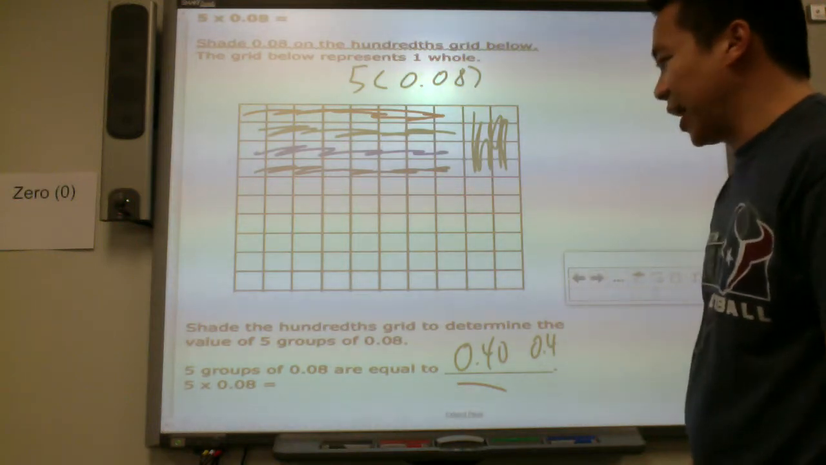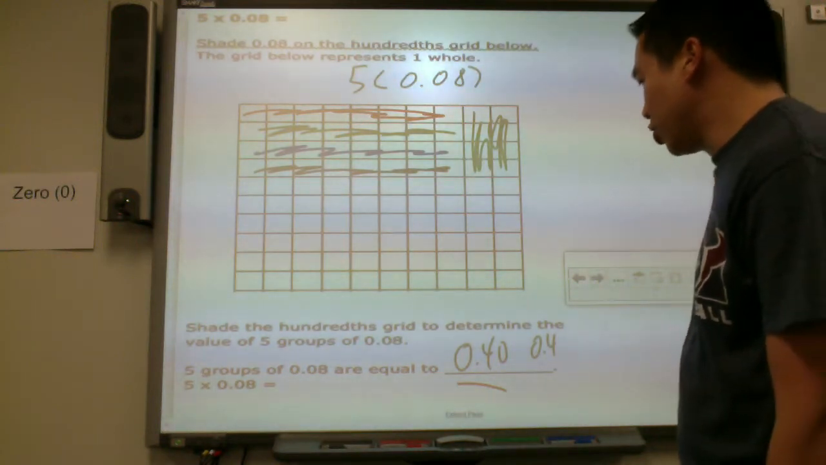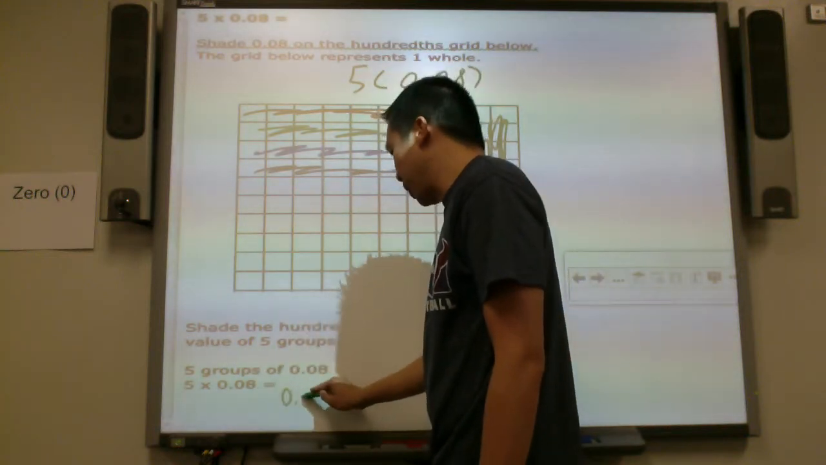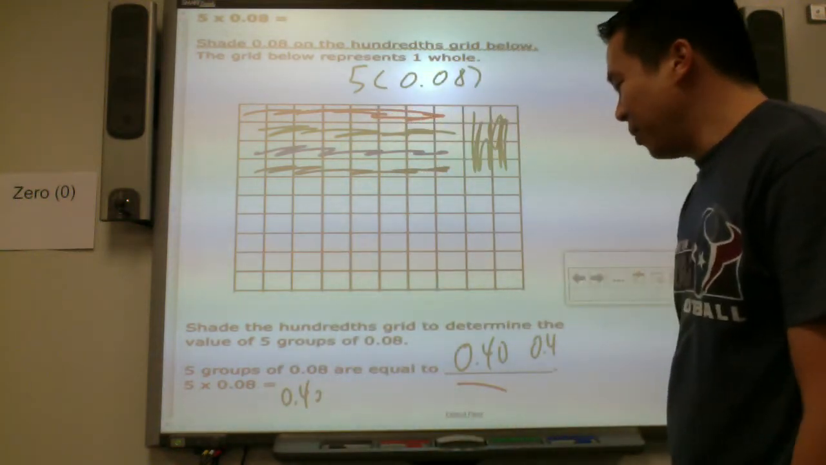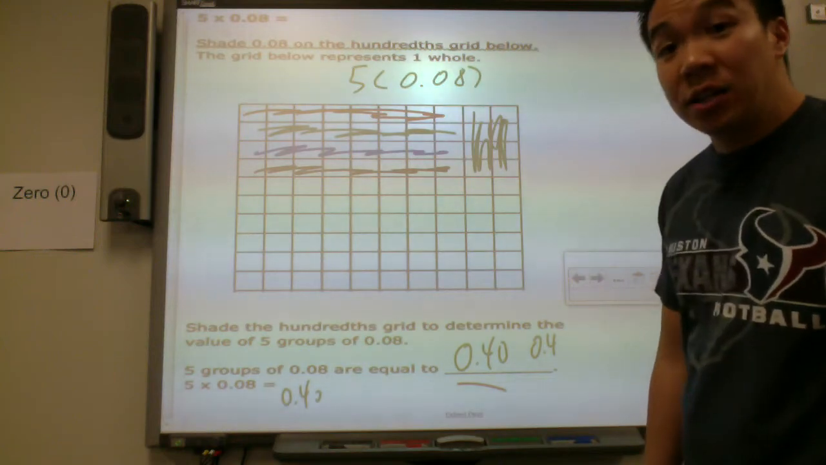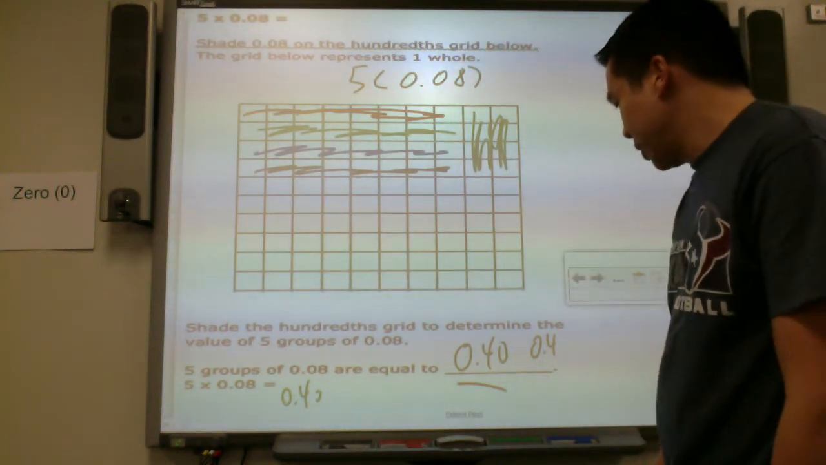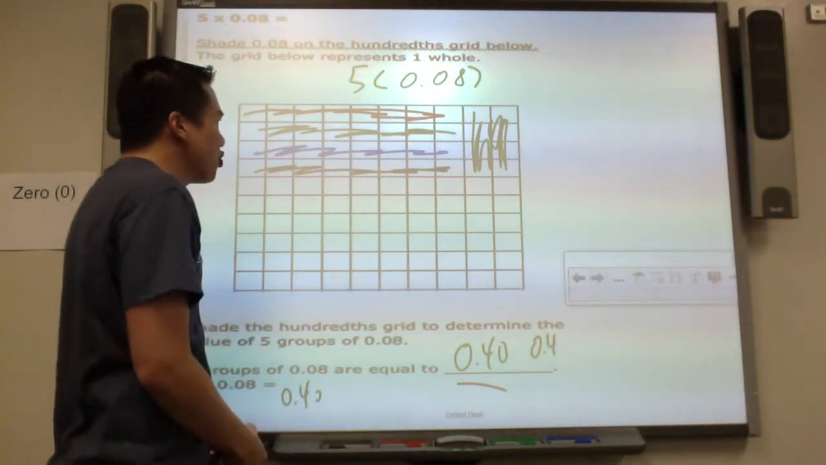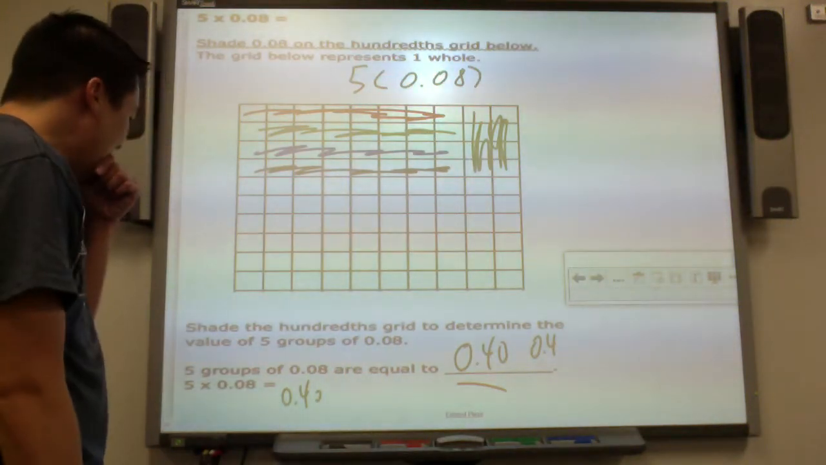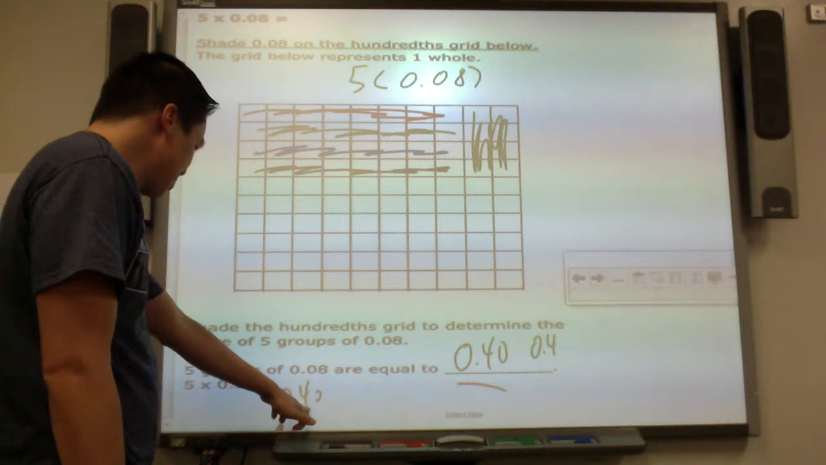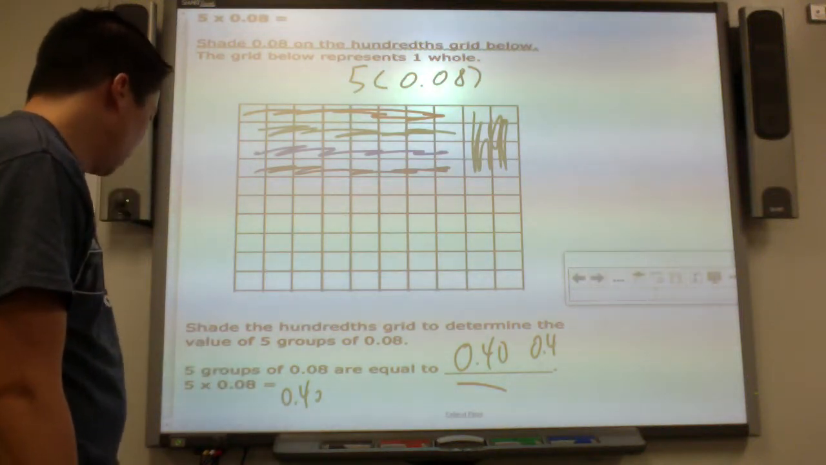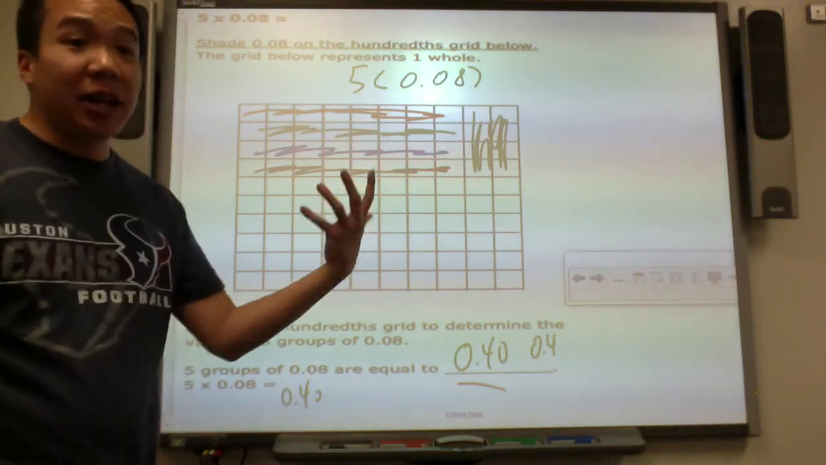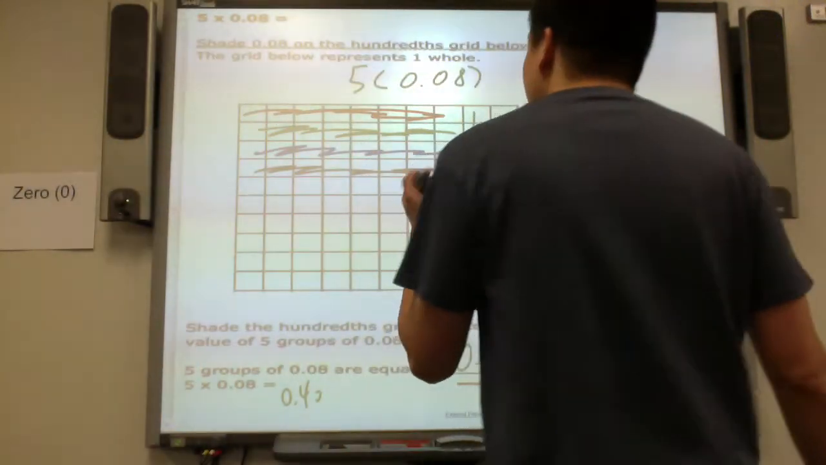How did I come up with that? So 5 groups of 8 hundredths are equal to 40 hundredths, or 4/10. How did I come up with that without using a 10 by 10 grid? Let's see. 8 times 5 is 40. But how did this decimal go here? Let's see. There are 2 places here, and there's 2. You know what? Hopefully I'll get it in the next one.